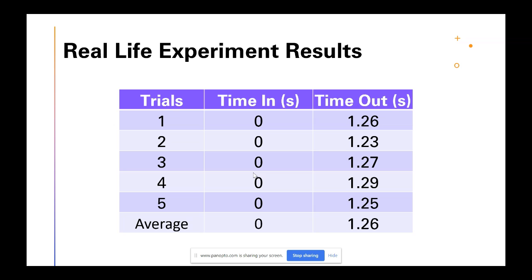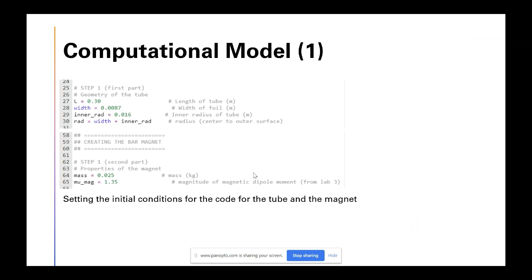So these were our real-life experiment results. As you can see, we ran 5 separate trials and were able to find the average of the bar magnet and its time spent in system, which was 1.26 seconds. So next we worked on the computational model.